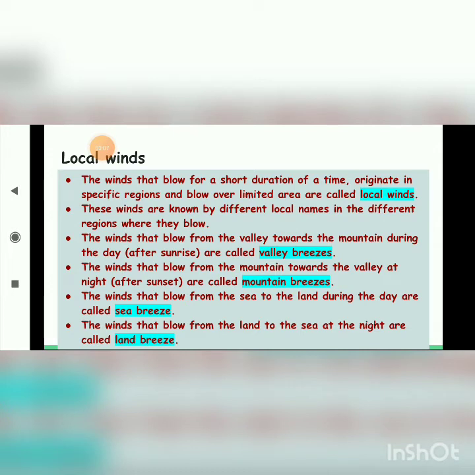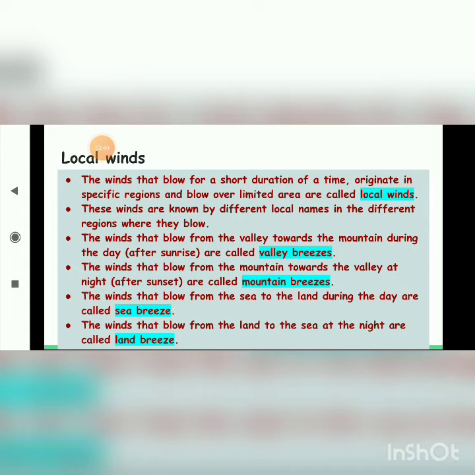Now first we will learn about local winds. What are local winds? The winds that blow for a short duration of time, originate in a specific region and blow over a limited area are called local winds. These winds are known by different local names in different regions where they blow.